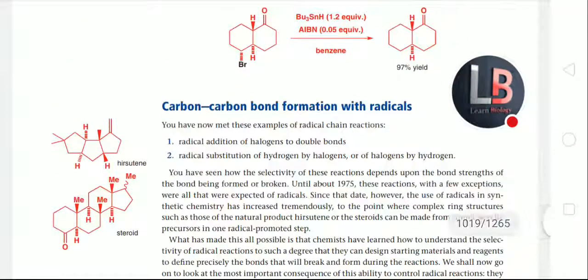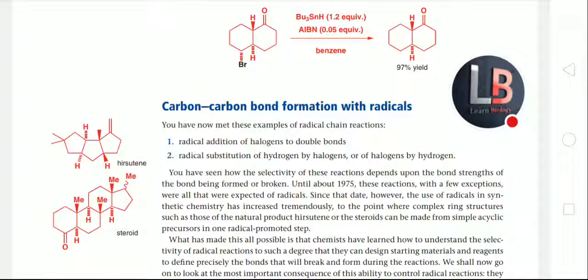Carbon-carbon bond formation with radicals. You have now met these examples of radical chain reactions. First, radical addition of halogen to a double bond, radical substitution of hydrogen by halogen or of halogen by hydrogen. You have seen how the selectivity of these reactions depends upon the strength of the bond being formed or broken. Until about 1975, these reactions, with a few exceptions, were all that were expected of radicals.